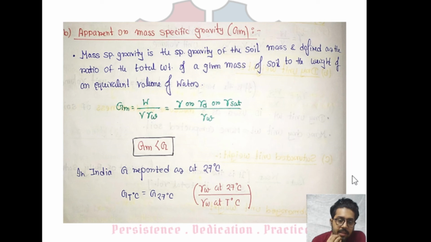Okay, in India G is reported at 27 degrees centigrade. Now if in the question it is given at any other temperature, for example 35 degrees centigrade, you can convert that: G at 35 degrees centigrade equals G at 27 degrees centigrade multiplied by gamma w at 27 degrees centigrade divided by gamma w at 35 degrees centigrade. Okay, this is the relationship.